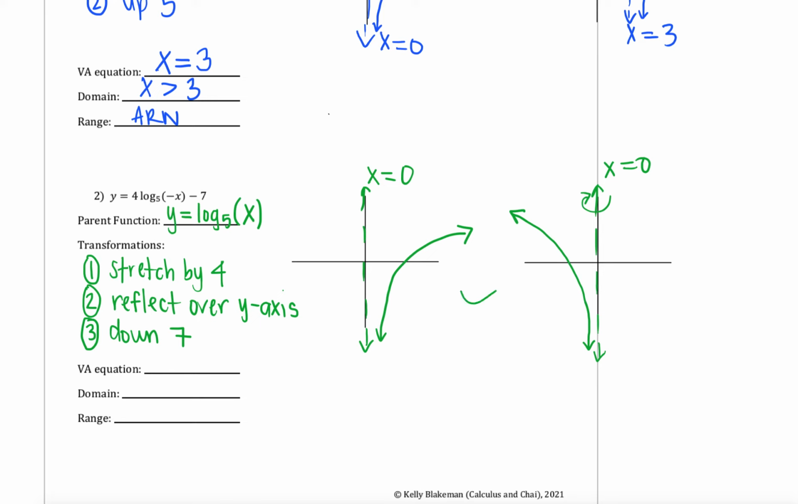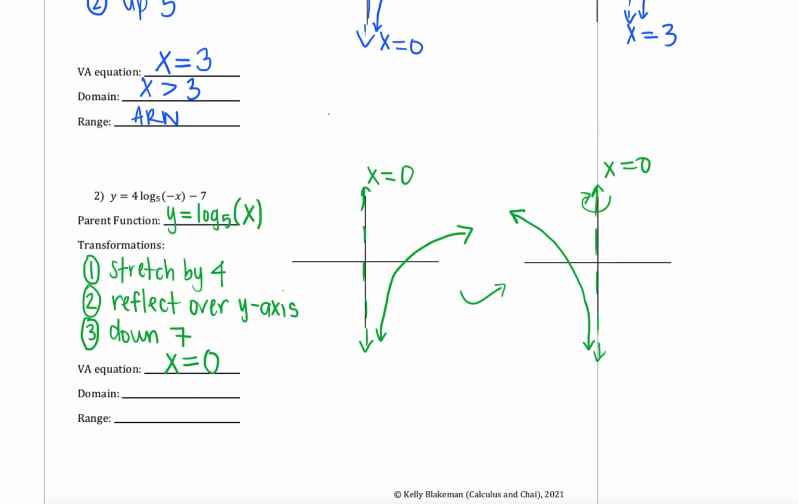Using this information, we can now find our vertical asymptote equation, the domain, and the range. Why don't you guys pause the video and find all 3 of those pieces, and then we'll check it together. So the first thing we're going to check is the vertical asymptote equation, which started off at x equals 0, and even after all 3 of these transformations, it still stayed at x equals 0.